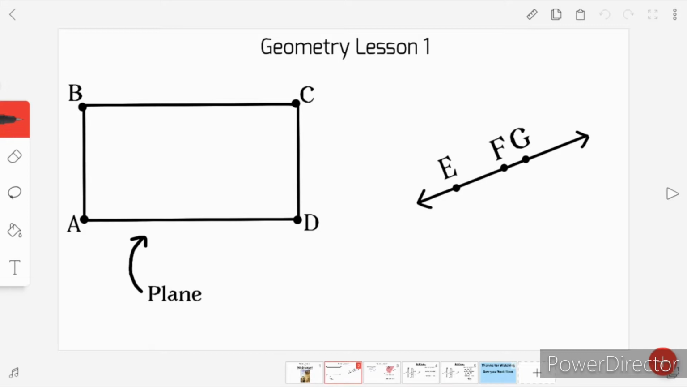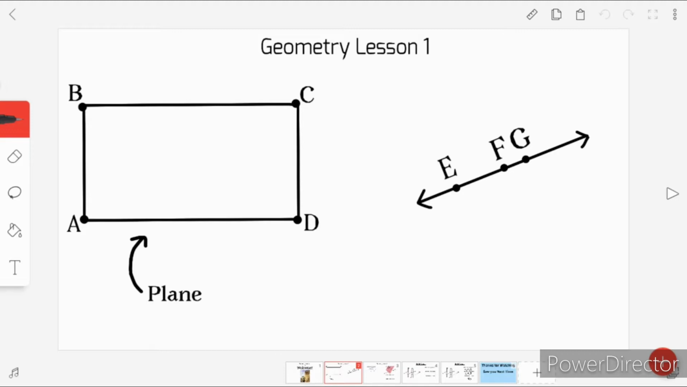As you can see here, we have the points A, B, C, D. When you connect them, you have a shape, which can be described as a plane. In a plane, you can have points inside it or on the edge. And a plane goes infinitely outward, just like a line goes infinitely in both directions.